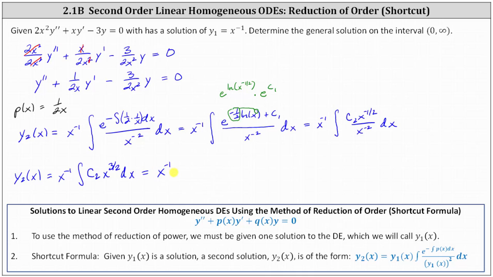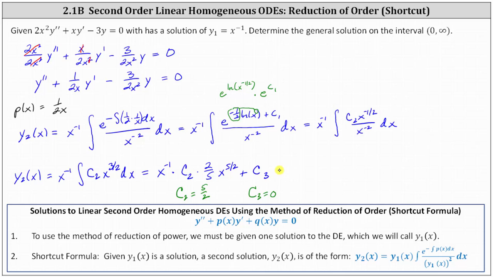We have x to the power of negative 1 times c sub 2 times x to the power of 5/2 divided by 5/2, or 2/5 times x to the power of 5/2, plus we'll say c sub 3. Notice y sub 2 of x is a family of functions. We only need one solution, so we can let c sub 2 and c sub 3 be any constant that we wish. To have y sub 2 of x be the simplest function possible, let's let c sub 3 equal 0 and c sub 2 equal the reciprocal of 2/5, which is 5/2.